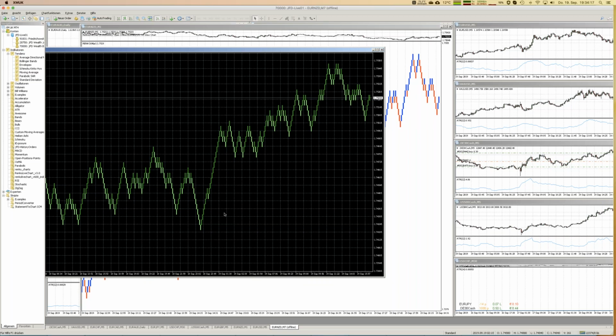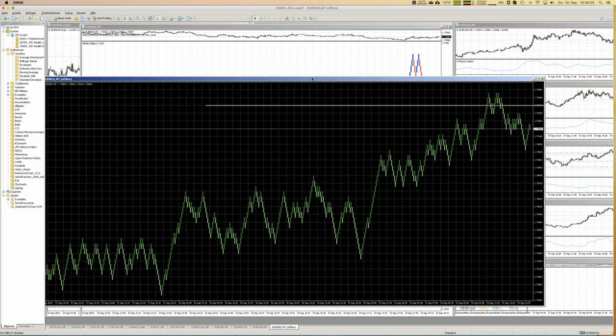But anyhow, it doesn't matter. We need to have a look at the moves and nothing else. And that's what Renko charts are about. Price moves. That's what really counts. So that's how you generate those kind of charts.